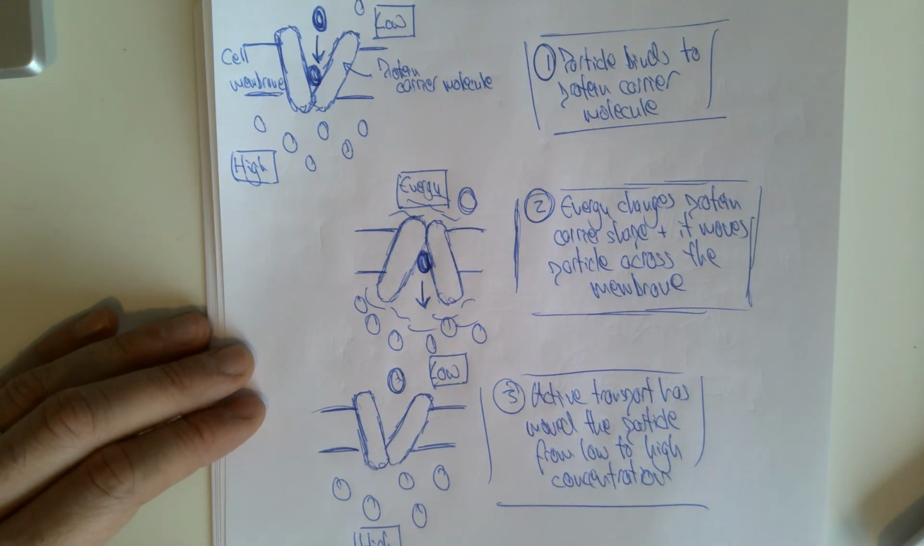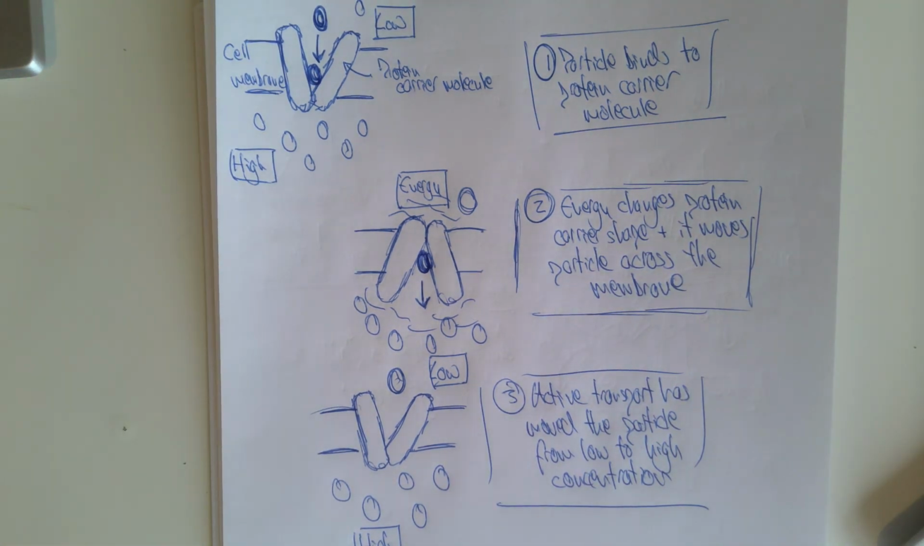And there are three main steps of how active transport occurs across a membrane, moving substances from an area of a low concentration to an area of high concentration using energy.